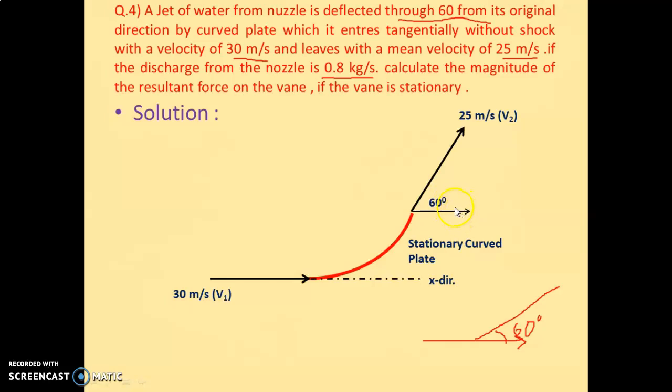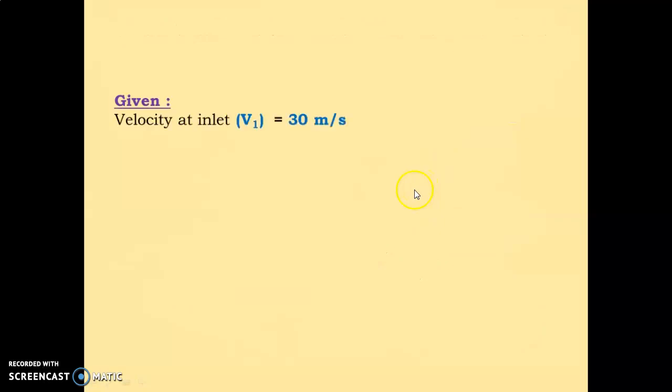Now we'll find out the component of this velocity in the x direction and the y direction. In the x direction, the component of velocity 25 meter per second is 25 cos 60 degree, because this is the cos component, and in the y direction, this is the sine component, it is 25 sine 60 degree. We'll start solving the problem. Velocity at the inlet is 30, the initial velocity. Velocity at the outlet, final velocity, is 25 meter per second.